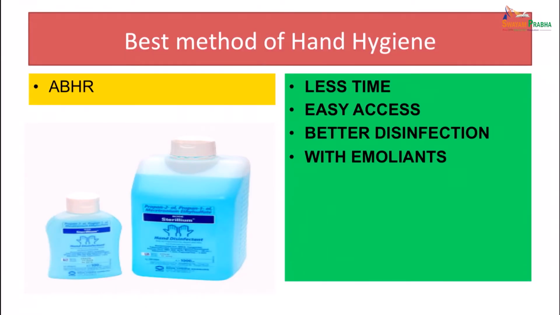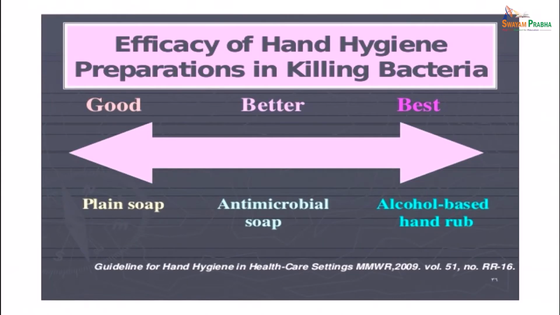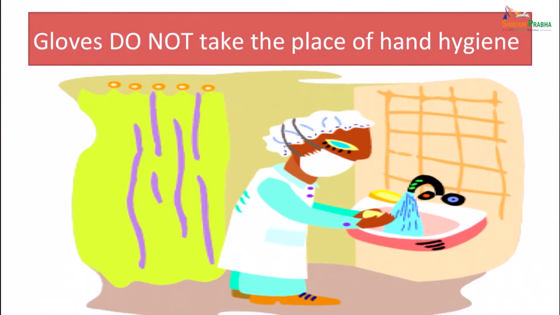The best method of hand hygiene is using the alcoholic rub, which needs less time, has easy access, gives better disinfection, and comes with emollients. Regarding the efficacy of hand hygiene, good hand hygiene can be done with plain soap. You can increase it by using an antimicrobial soap. The best is by using an alcohol based hand rub.